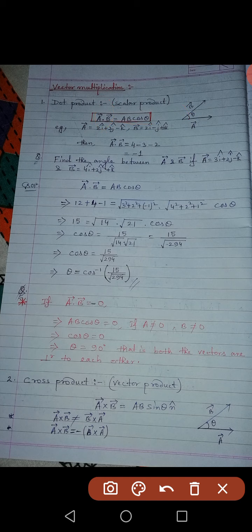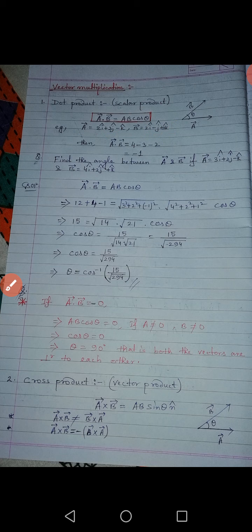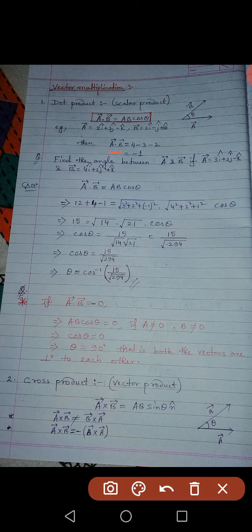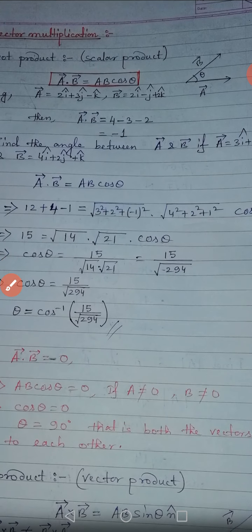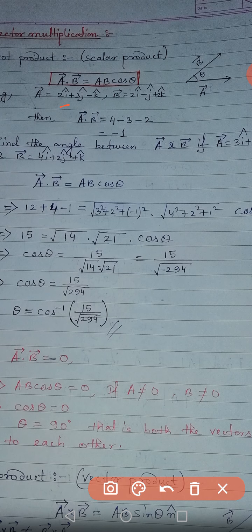Next, for example, if A is this vector and B is this vector, what is the value of A dot B? We have another formula for A dot B. If you know the A vector and the B vector, we can find A dot B. Remember that while finding A dot B, we only multiply the respective coefficients. What is the coefficient of i cap here? 2. Here the coefficient of i cap is also 2. So 2 into 2 gives us 4.